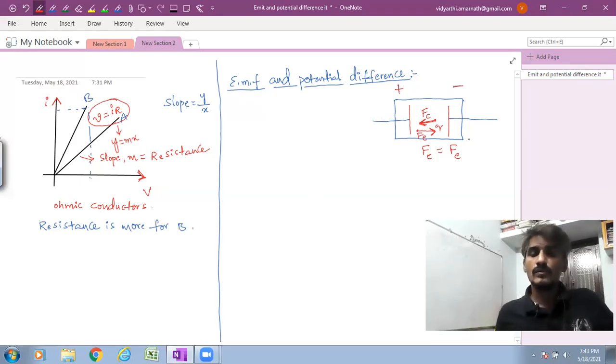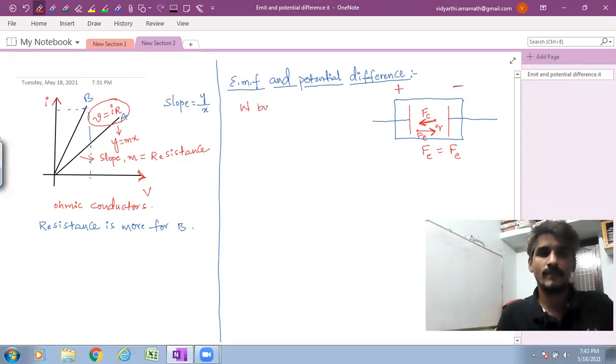Now there is a work done by the battery. Yes or no? What is that work done? Work done is generally written as work done by the battery.